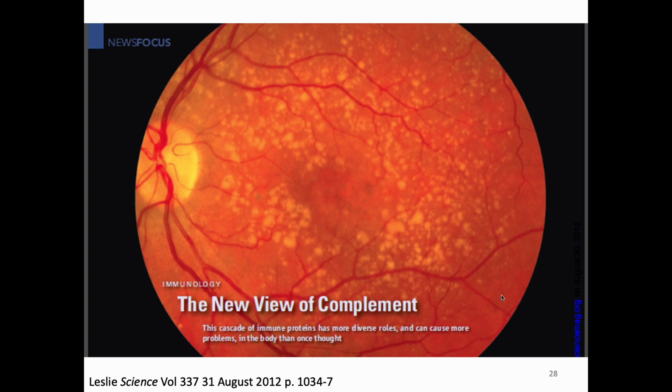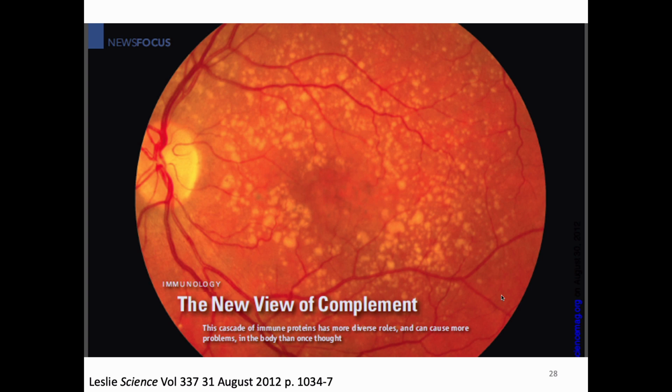So complement has now been shown to be one of the major things leading to issues in arthritis. Both osteo and rheumatoid arthritis are very much complement driven. There's actually some role for complement in a number of neurodegenerative diseases. There are all sorts of diseases that nobody used to think had anything to do with the immune system, and now suddenly we're realizing that they're actually complement issues.